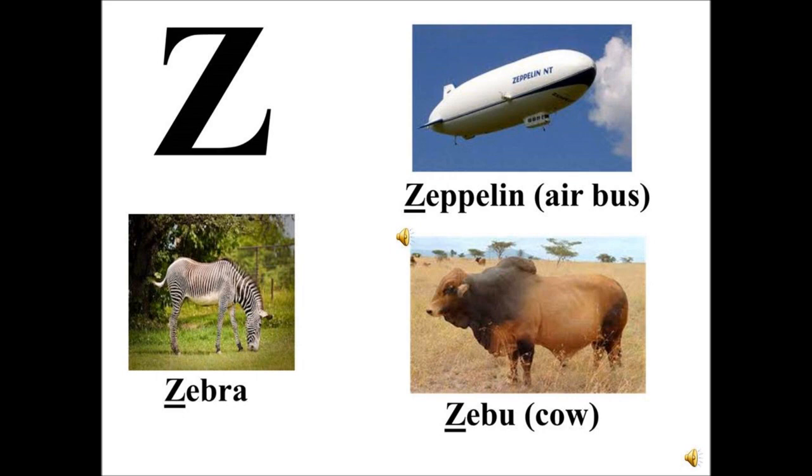And now let's spell zebu. Zebu is a cow of sorts. It's in the cow family. Z-E-B-U. Zebu. These are Z words. Zebra. Zeppelin. Zebu. Great job! You've completed all of your alphabet letters from A to Z.